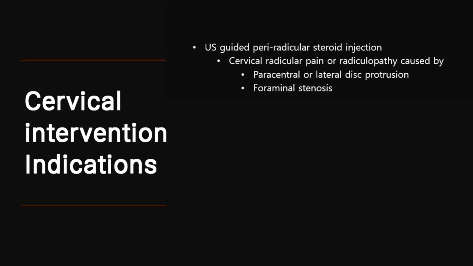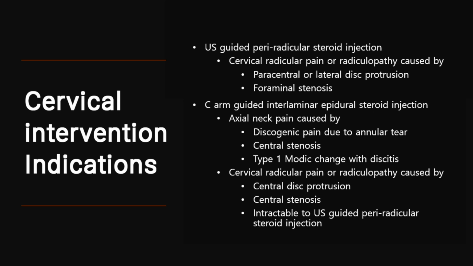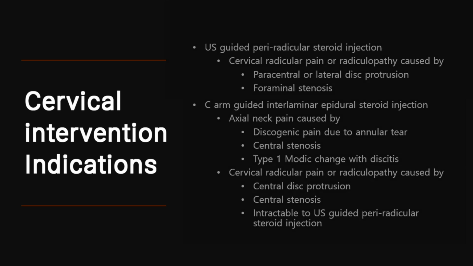For chronic cervical pain, I have used two image guiding modalities. One is ultrasound and the other is CM. In cervical radicular pain or radiculopathy, I use ultrasound in case of paracentral or lateral disc herniation and foraminal stenosis. But in case of central protrusion or intractable pain to the ultrasound guided procedure, I choose CM. In axial neck pain due to discogenic or discitis, I prefer to use CM instead of ultrasound.